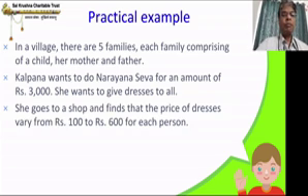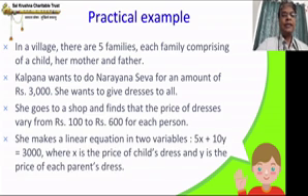She goes to a shop and finds the prices ranging from 100 to 600. It could be 100, 200, up to 600 she can give. She makes a linear equation. Very good, no? So see the practical use. For just buying a dress, she has made a linear equation 5x plus 10y equals 3000, where x is the price of a child's dress and y is the price of each parent's dress.